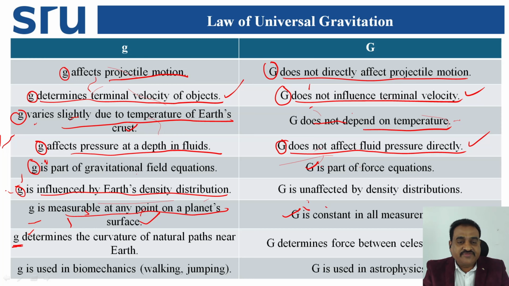Acceleration due to gravity, small g, determines the curvature of natural paths near Earth. Capital G determines force between celestial bodies. Acceleration due to gravity is used in biomechanics, that is walking, jumping. G is used in astrophysics.